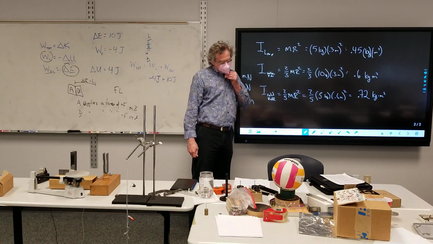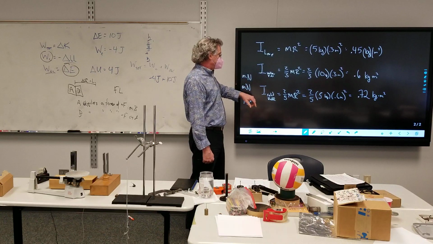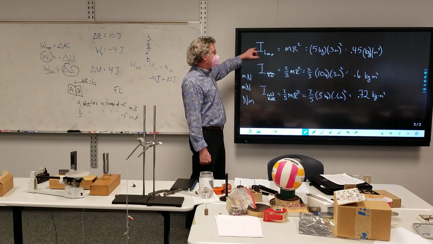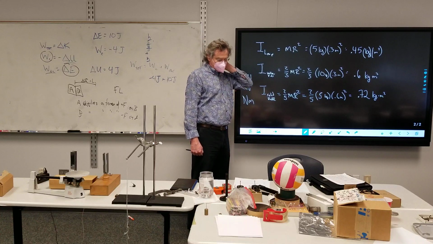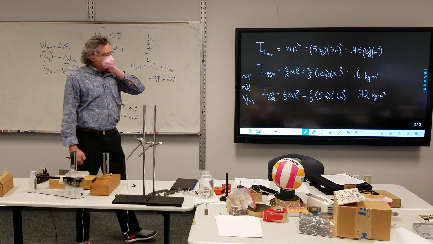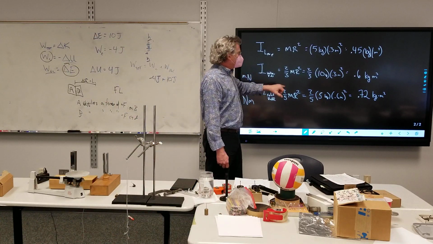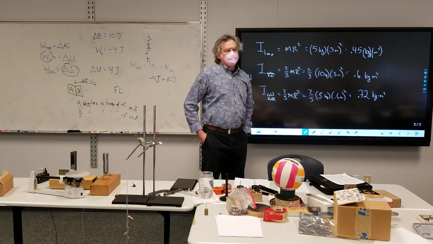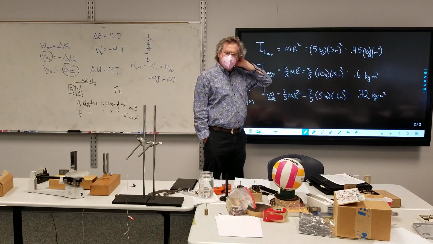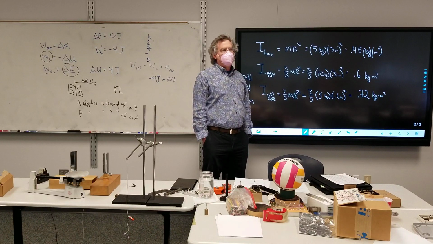So in terms of ranking the moments of inertia, obviously, unless there's a careless error in here: solid ball, hollow ball, hoop, in the order of moment of inertia. So the solid ball has the biggest moment of inertia. The hoop has the least. Which one would actually get down to the bottom of the ramp first? The hoop.